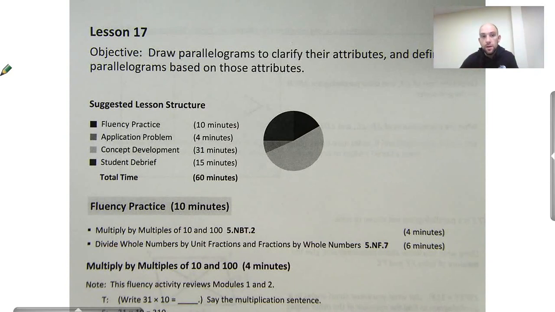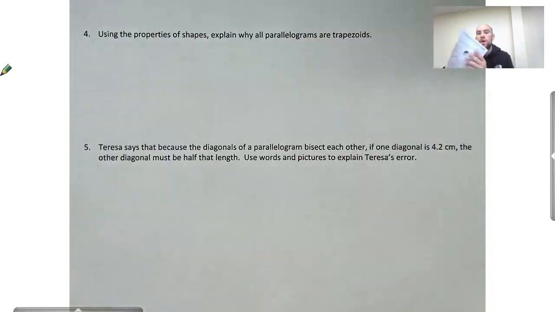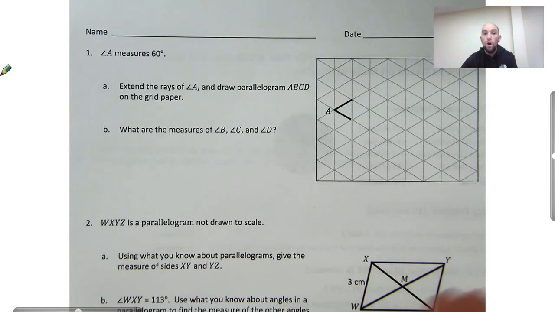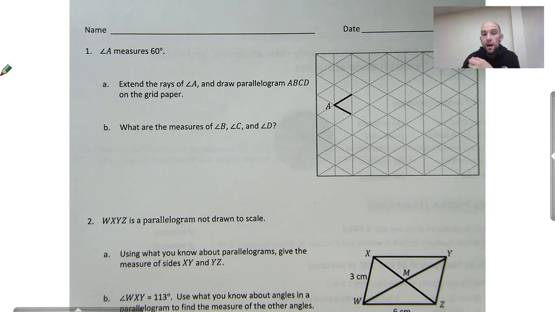5, lesson 17. We're going to draw parallelograms to clarify their attributes and define parallelograms based on those attributes. So kind of like what we were doing last time with trapezoids, but now we're going to be using parallelograms. And the difference between a trapezoid and a parallelogram, well, a trapezoid has one pair of parallel sides. A parallelogram has two pairs of parallel sides. So they're both going to be quadrilaterals, but they both are going to have four sides. But with a parallelogram, all four sides will have, each one of them will have a match with another that will be parallel with it. So let's get started. We'll start drawing some so we can kind of take a look at these.